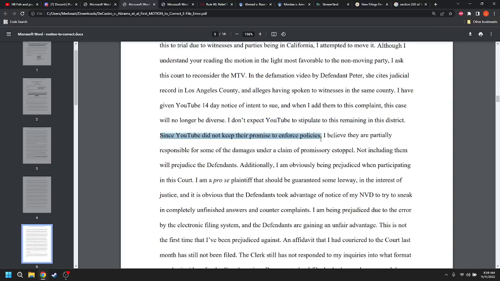Since YouTube did not enforce or did not keep their promise to enforce policies, I believe they are partially responsible for some of the damages under a claim of promissory estoppel.